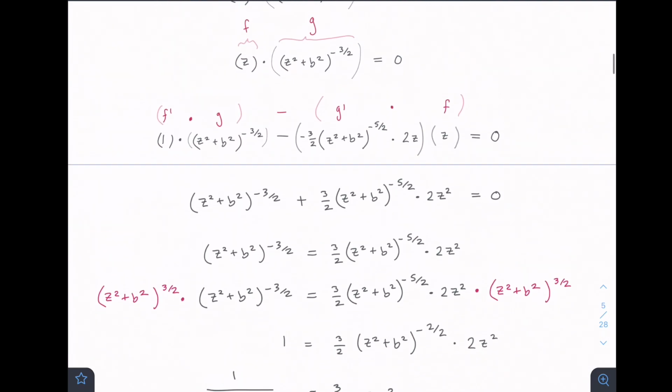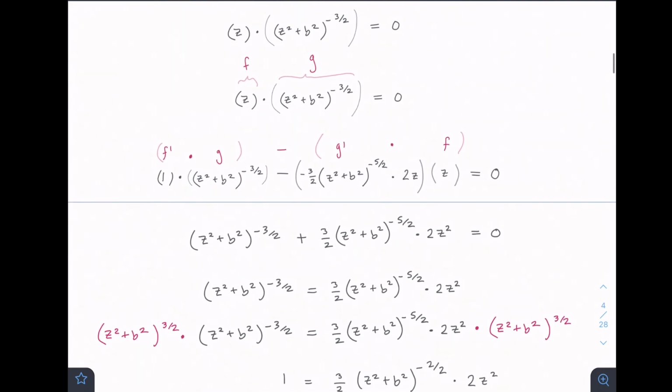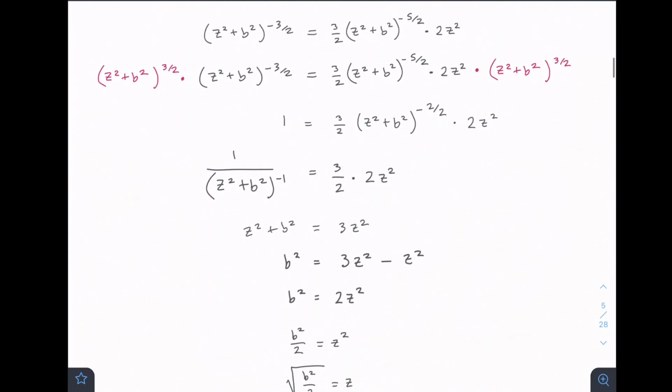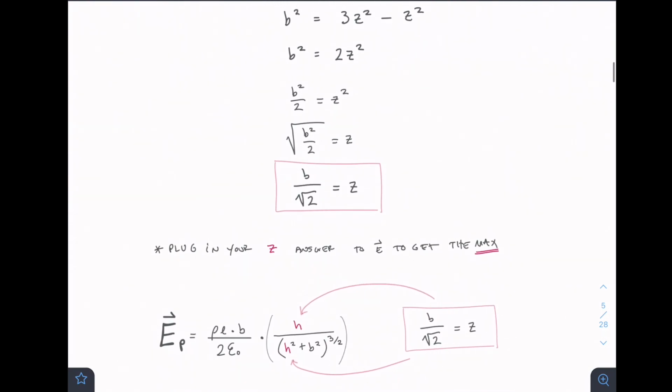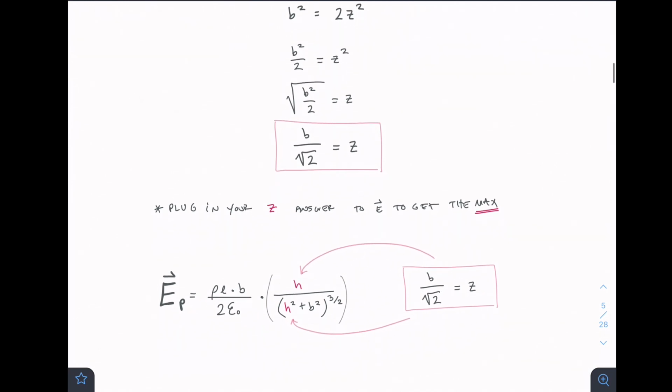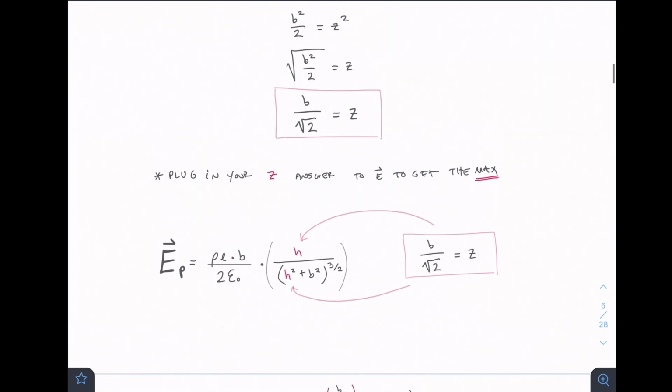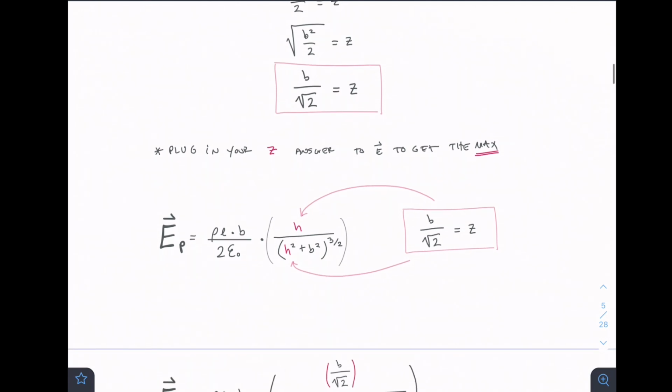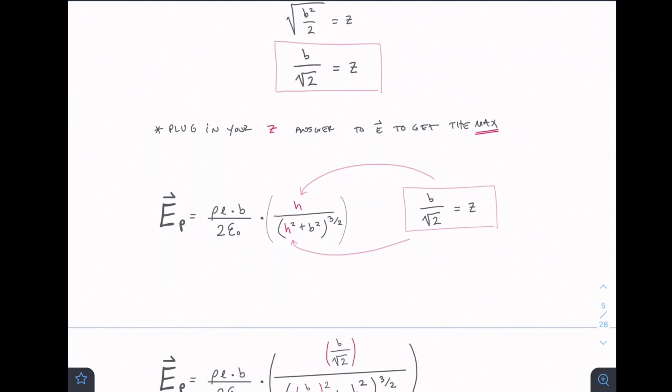Just double checking. I'm thinking that I might have done a weird negative thing here, but for some reason this math worked out. So if you find a mistake here, let me know. But the final answer is correct. There might be an intermediate step where I swapped a negative. Okay, so plug in your z answer to E to get the max.